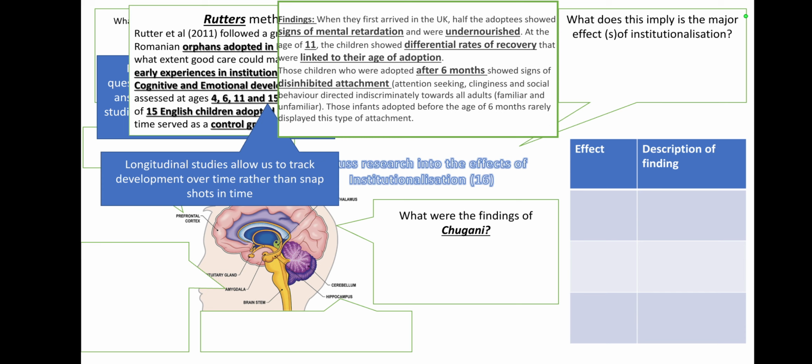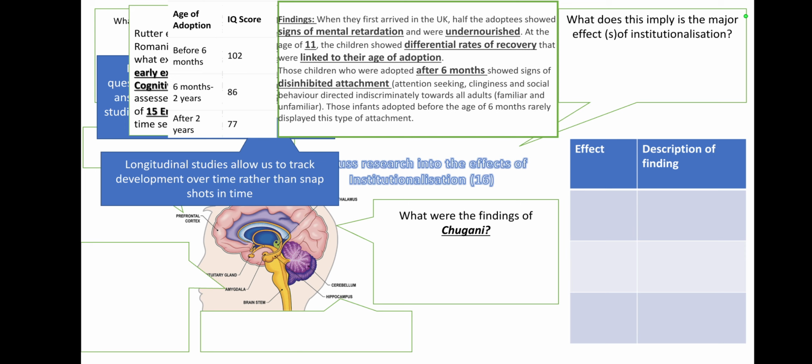Their social behaviours are unusual, so they'll cling to them, but then when they try to leave, they'll throw temper tantrums. Also, their social and affectionate behaviours are used indiscriminately towards anyone, so it's not necessarily to people who they're familiar with, it can be to strangers as well. And we make the comparison that those children who were adopted before the age of 6 months, they tend not to show that behaviour. Okay, so you've got a nice clear comparison there. So these are the additional findings.